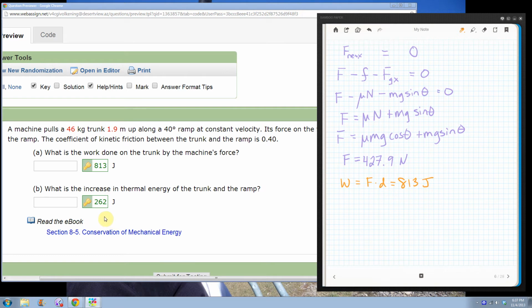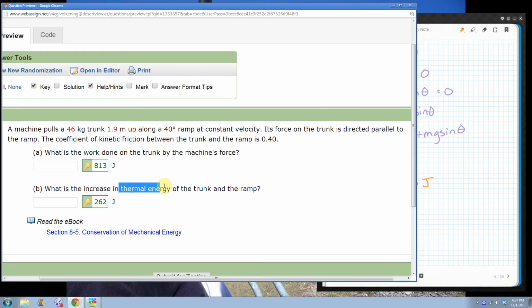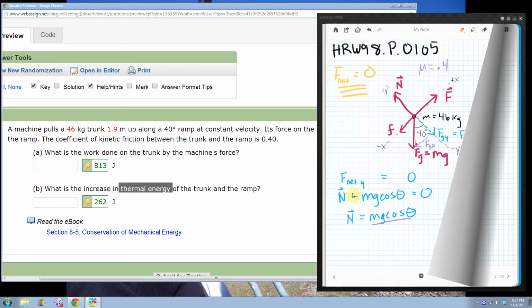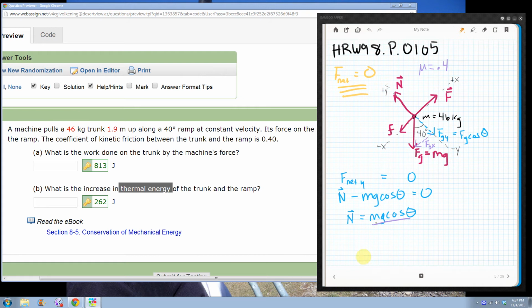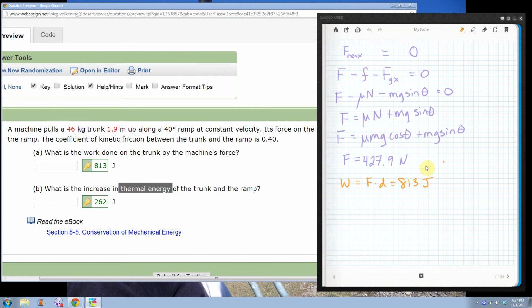Okay. Now, part B is where some people were having a lot of trouble. What is the increase in thermal energy of the trunk and the ramp? There's two ways we could get this. Number one is a good clue whenever they talk about thermal energy, they're really talking about the energy lost due to friction. So the energy lost due to friction, we could say, is the work done by friction, which would be a negative number because this was dragged up the slope, friction is down the slope. So we could find it that way. I'm going to go ahead and find it that way, and then we'll find it a second way and show that they're the same number.